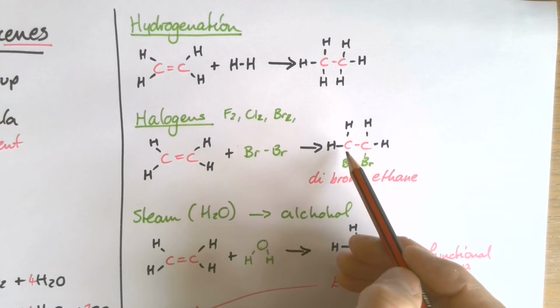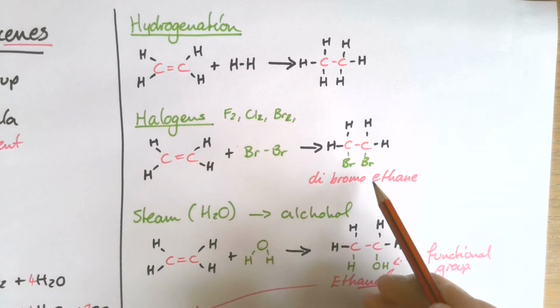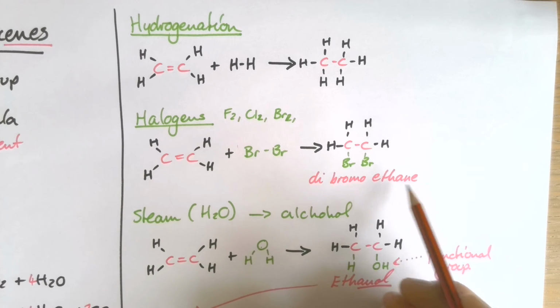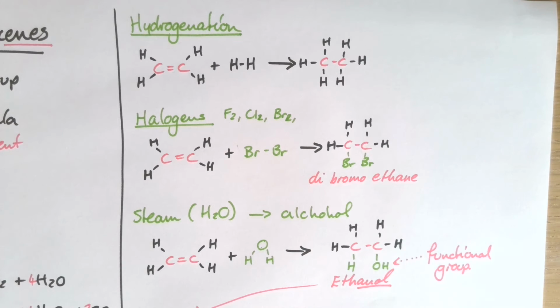We could also use a different alkene, such as butene, and it would be something called dibromobutane. So there are different ways of naming these. So you need to be familiar with all the combinations there.